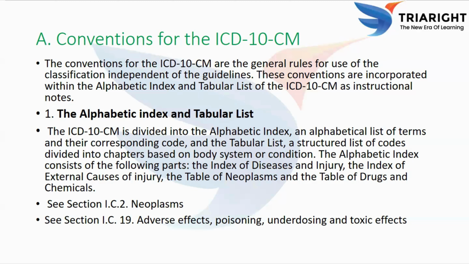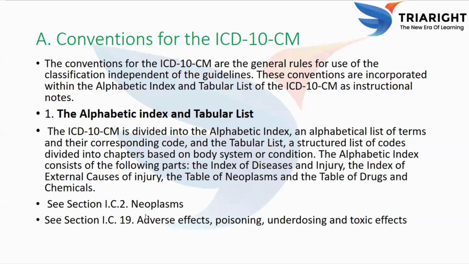This alphabetical index has four main sections. The first is the index of disease and injury, then the index of external causes of injury, the table of neoplasms, which means tumors or cancers, and also the table of drugs and chemicals.